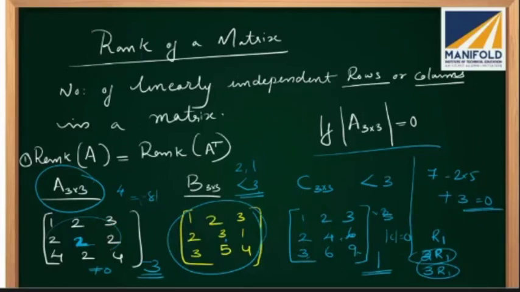Correct? Now, what is the case here? In this particular case, first row and second row are linearly independent because, from 1, 2, 3, you cannot scale 1, 2, 3 to get 2, 3, 1.